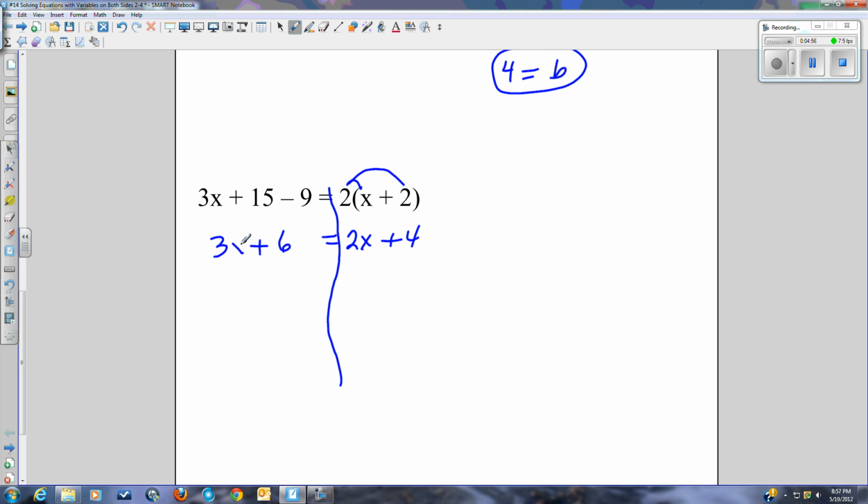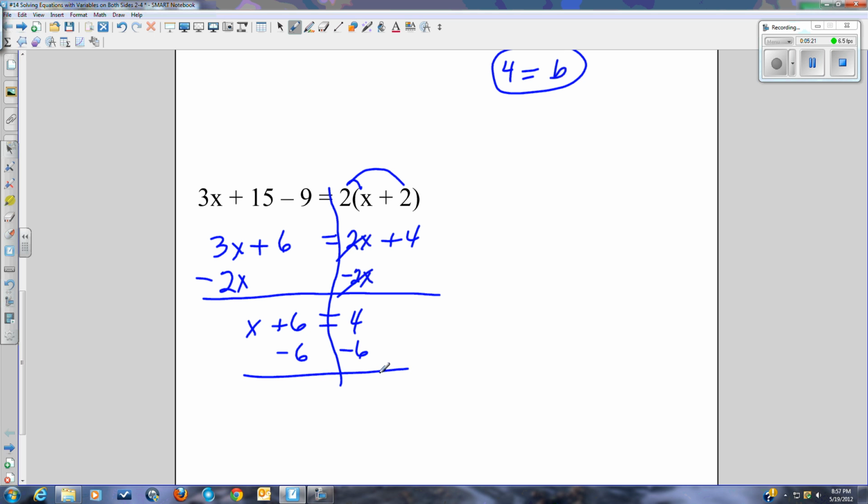So we have 3x plus 6. We want to get all the x's on the same side. So let's subtract 2x from each side. The 2x's cancel on the right, so I'm left with 4. On the left-hand side, 3x minus 2x just gives me 1x, or x. So I have x plus 6 equals 4. We want to get x alone, so subtract 6 from each side, and x is negative 2.